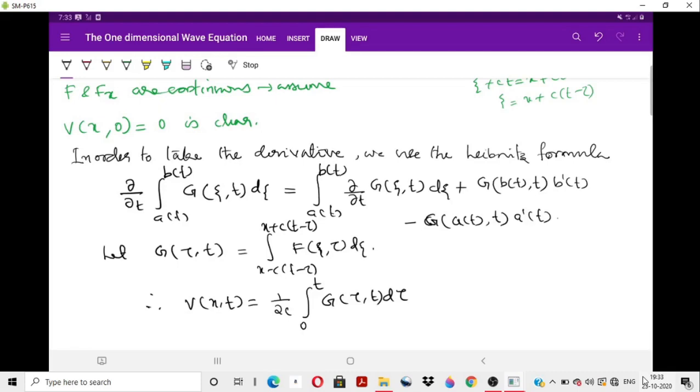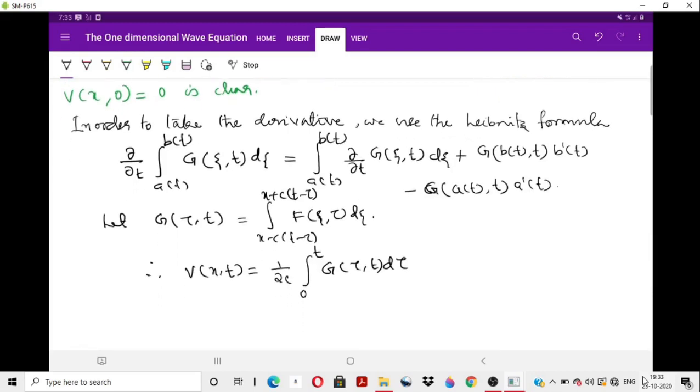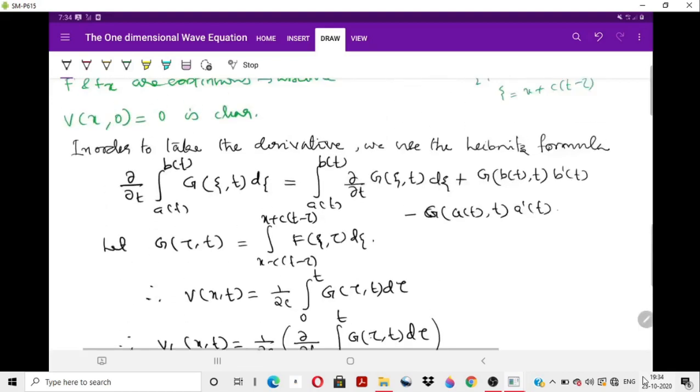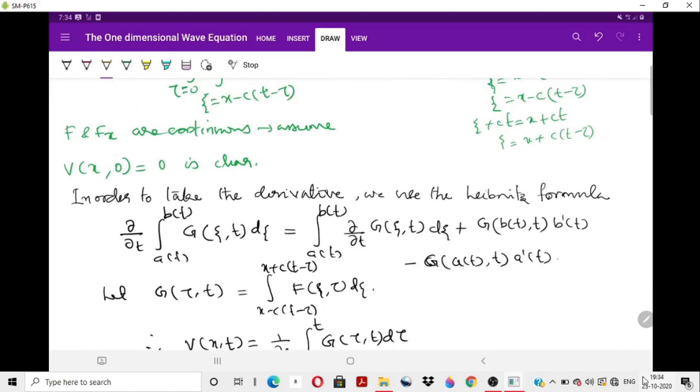Okay. Now in order to find v_t, v_t at x,t will be 1 by 2c, which is a constant, times del by del t of the integral from 0 to t of g of tau, t d tau. Here we can apply the Leibniz rule, the Leibniz formula, for finding the derivative, which we have already written here. This is the Leibniz rule.